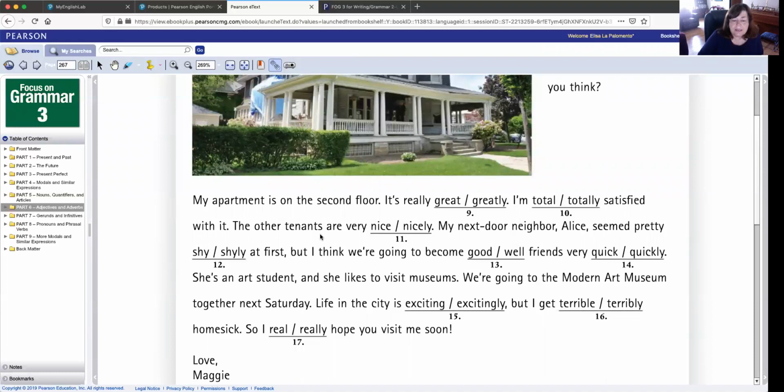The other tenants are very. Now we're going to describe the tenants, which are people, which is a noun. So the other tenants are very nice.